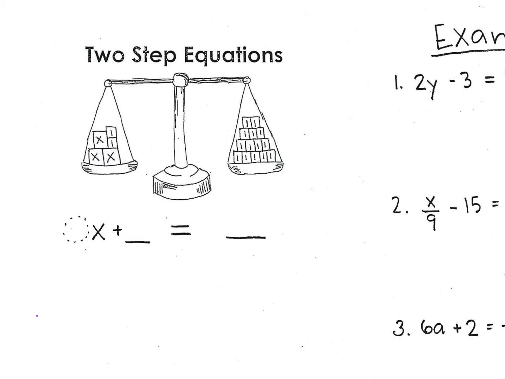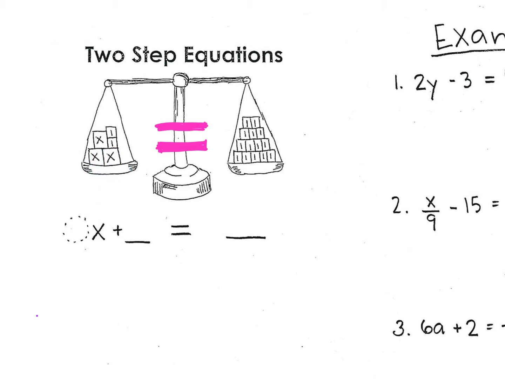I like to think about balance scales when solving equations because the equal sign indicates that whatever you have on the left side is equal or balanced with whatever you have on the right side. We are going to start by looking at the pan on the left.